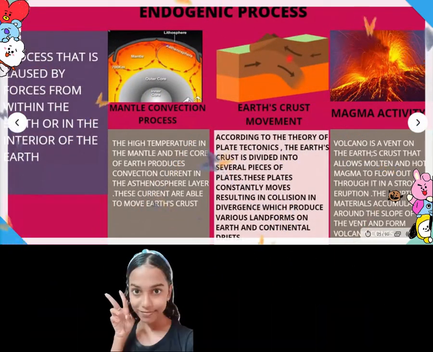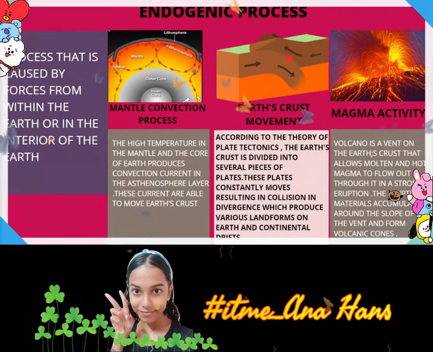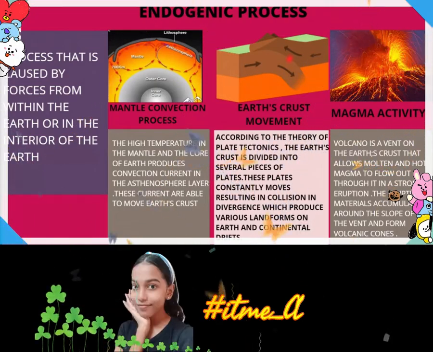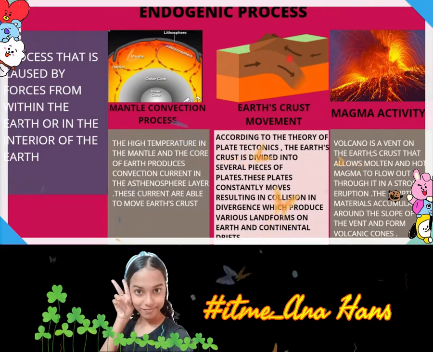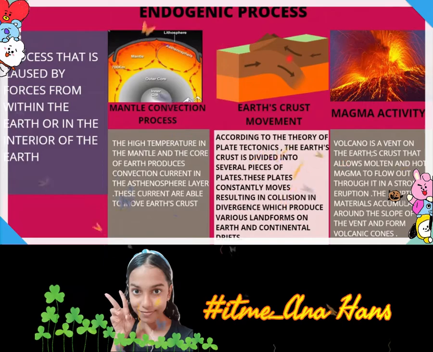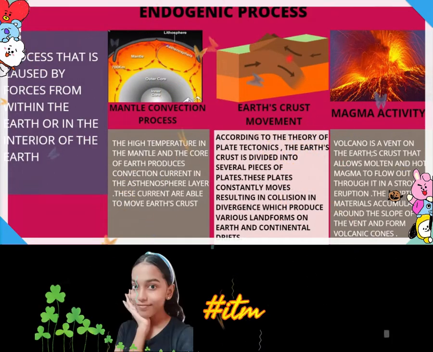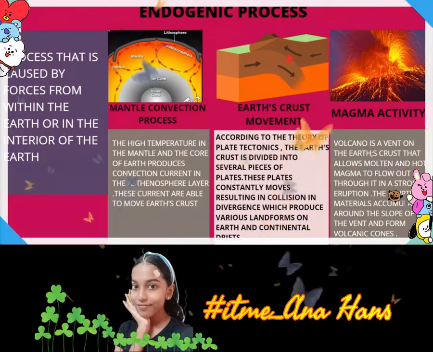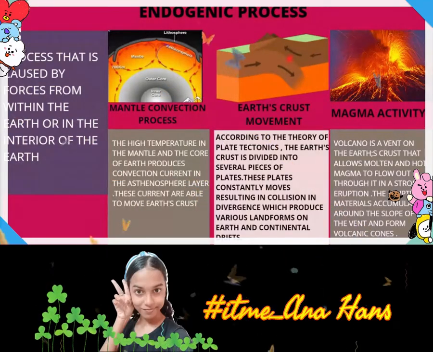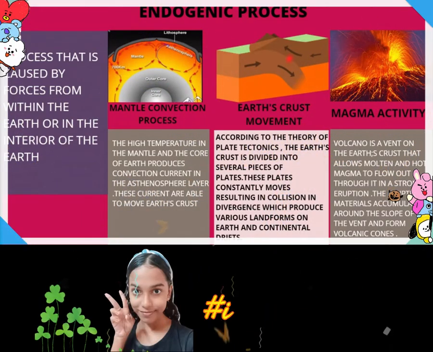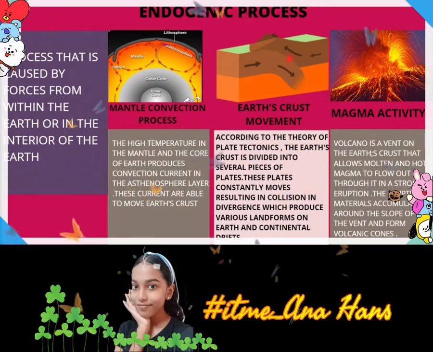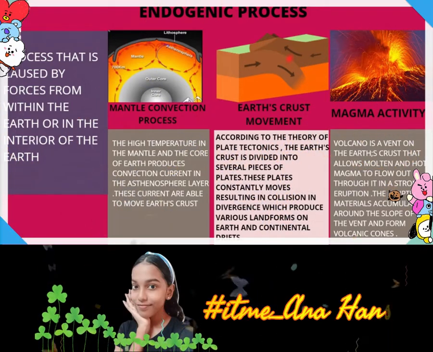So endogenic process is a process that is caused by force from within the Earth or in the interior of the Earth. We have mantle convection process, Earth crust movement, and also magma activity. For mantle convection process, the high temperature in the mantle in the core of the Earth produces convection current in the asthenosphere layer. These currents are able to move Earth crust. So as you guys can see in the picture, the asthenosphere layer.